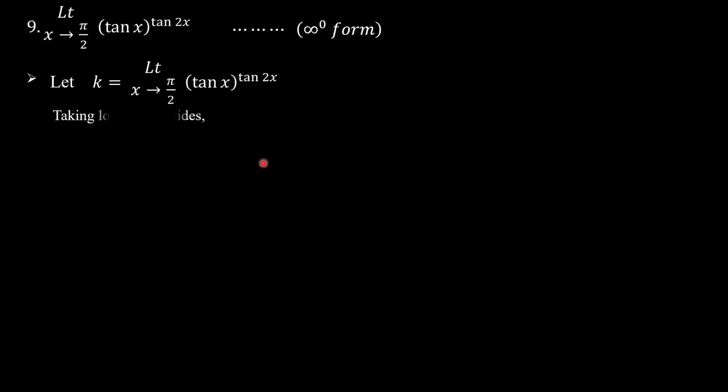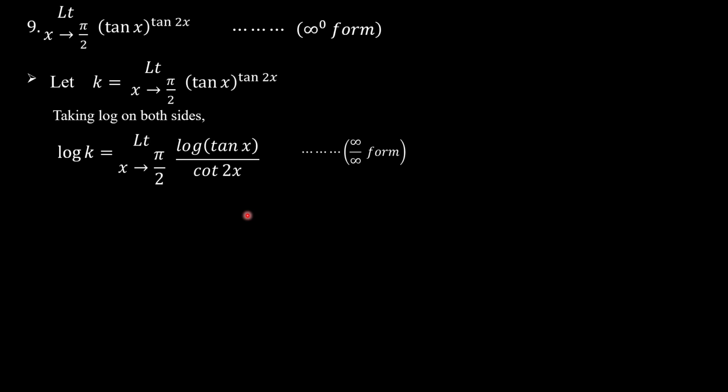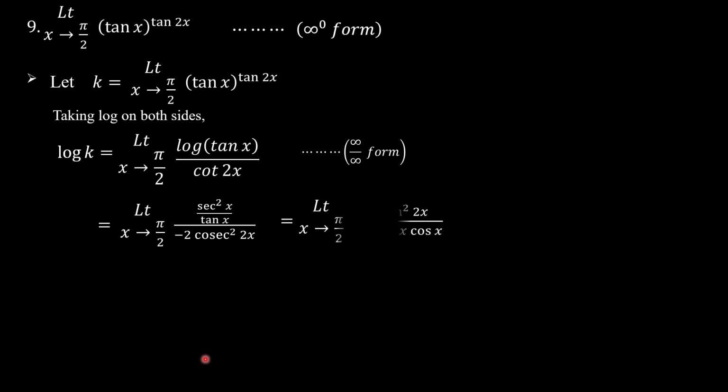Now take log on both the sides. We will get log k is equal to limit x tending to pi by 2 of tan 2x into log of tan x, or limit x tending to pi by 2 of log of tan x by cot 2x, which is of the form infinity by infinity. So by L'Hospital rule, we will get log k is equal to limit x tending to pi by 2 of 1 by tan x into secant square x divided by minus cosecant square 2x into 2, or limit x tending to pi by 2 of minus sin square 2x by 2 sin x into cos x.